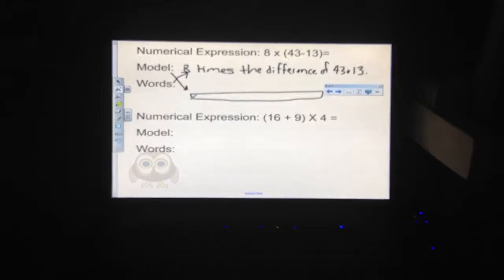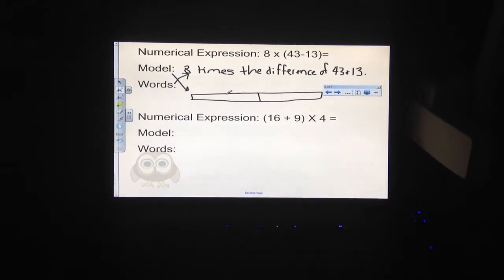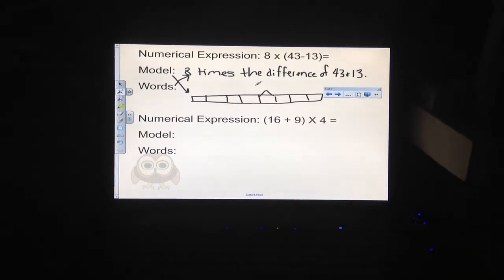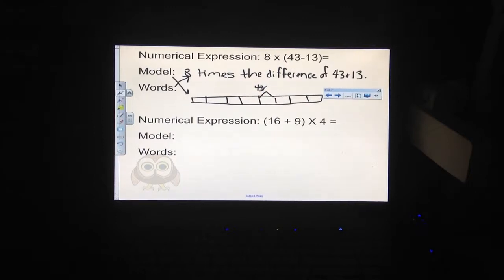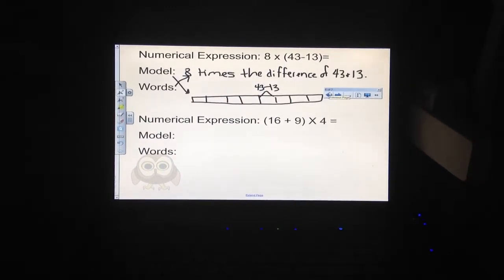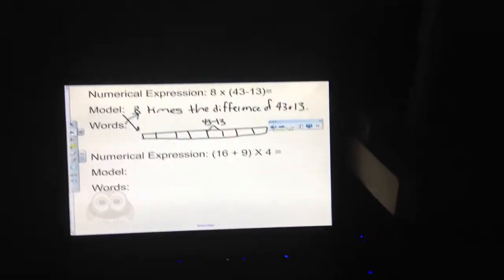And then my model would be my tape diagram. And because I have 8 times, I want to split this into 8 sections. And then each section is going to be 43 minus 13. We'll look at a couple on the homework, so you're clear on that.